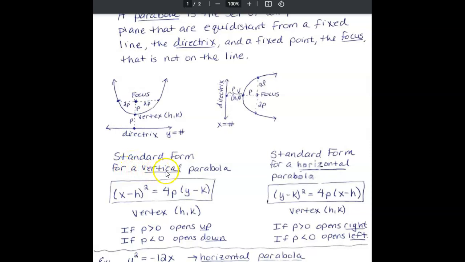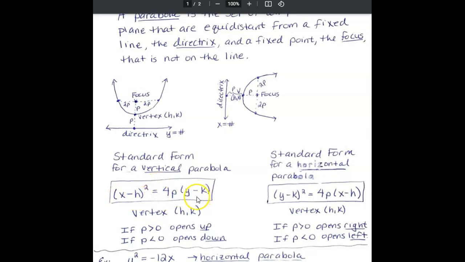So the standard form for a vertical parabola in this section is going to look like this. This is a little bit different looking, actually a lot different looking than the way it looked in Chapter 3. (x minus h) squared equals 4p times the quantity (y minus k). All right, so this would represent a vertical parabola because notice the y is not squared, but the x is squared, right? So it would be similar to y equals x squared, which is the one that opens up and down. So our vertex is (h, k).